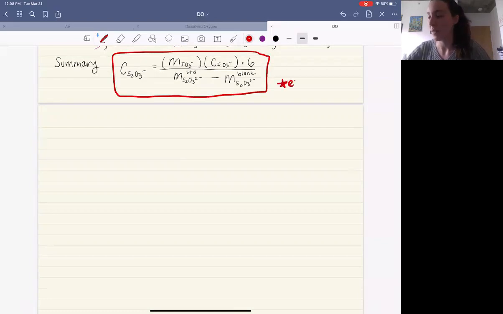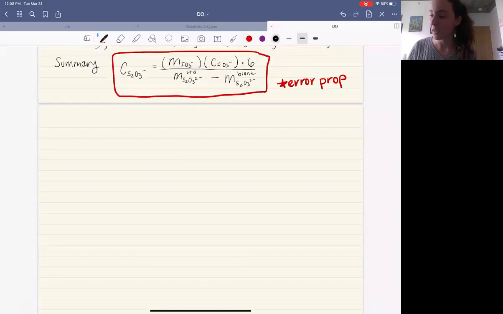Don't forget error propagation. Notice that now we have both subtraction and multiplication and division happening in the same formula, so you're going to have to work through both of those error propagation formulas.